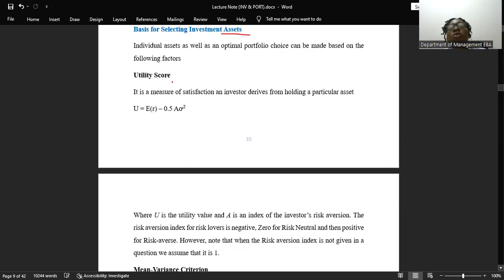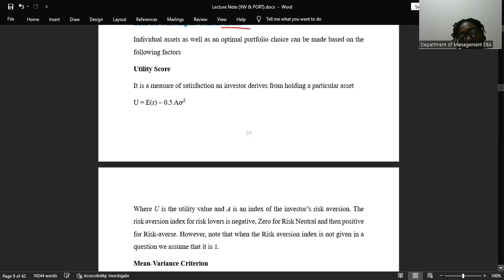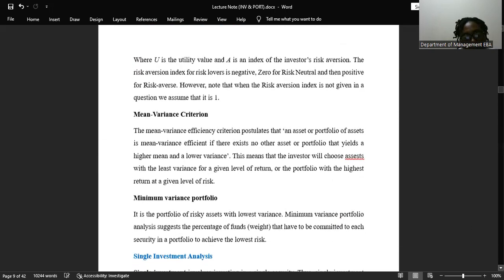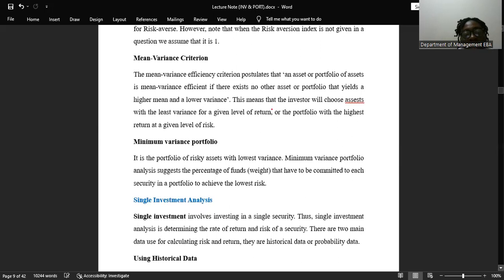So first, utility score. When you talk of this, I talk about the satisfaction you get from the particular investment, the wealth you get if it's quantified in money, the wealth from the investment. So that is the satisfaction you get from it. Then we have the mean variance criteria. We use mean to measure what? Return, and we use variance to measure risk.